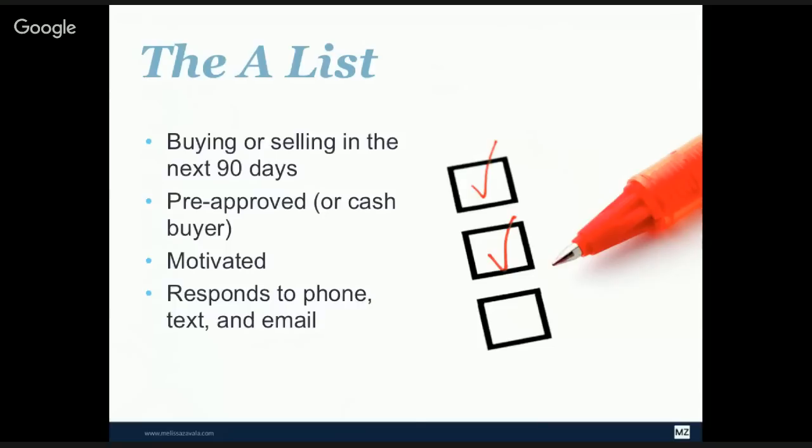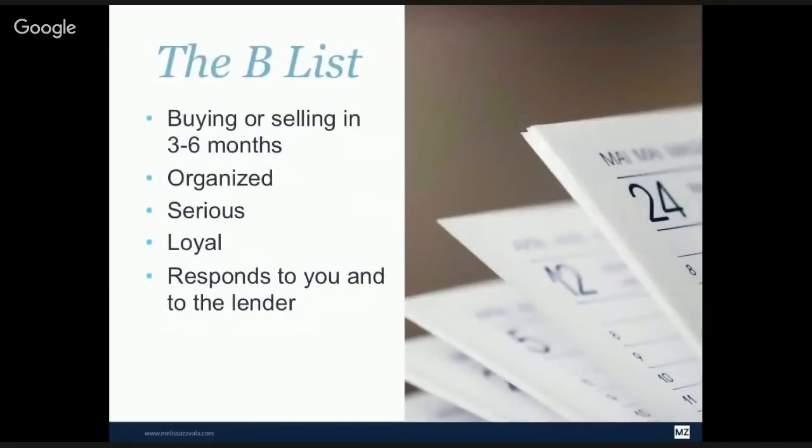Of course, with pre-approved buyers, I always like to encourage them to shop their loan with a couple of my preferred lenders, because I already have a relationship with my lenders and I know they close on time. Although I love meeting new lenders, and I have met some really great ones when a client has come to me already pre-approved, I also want to make sure they're getting the best possible loan. They're shopping their loan. Then you've got your B list, buying or selling in 3 to 6 months.